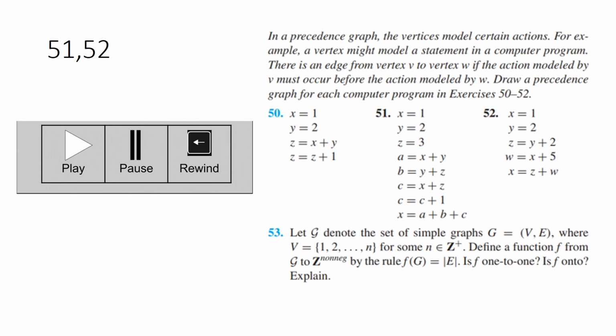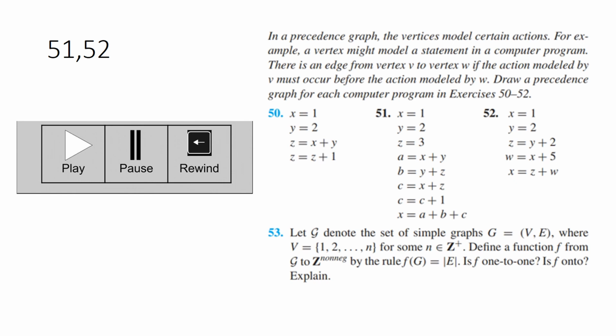Okay, this is maybe a more interesting example for you. Sometimes we have a precedence graph, and the vertices model certain actions. A vertex might model a statement in a computer program. There is an edge from vertex V to vertex W if the action modeled by V must occur before the action modeled by W.